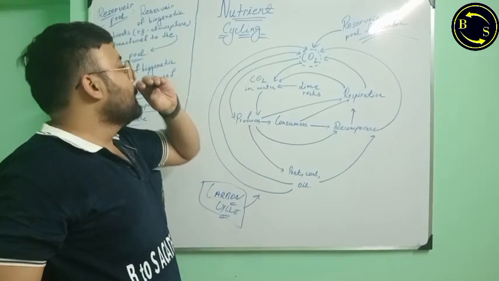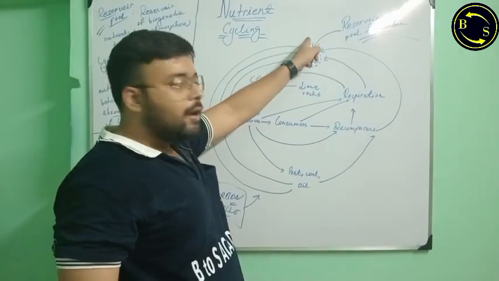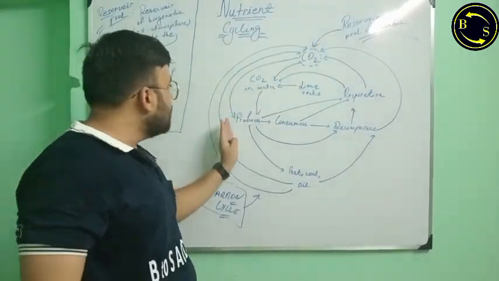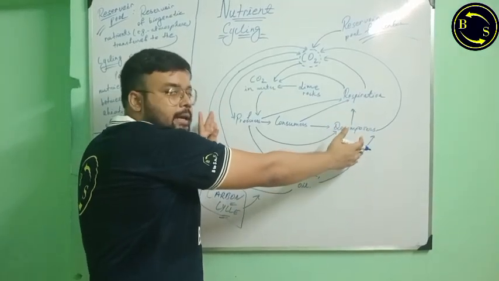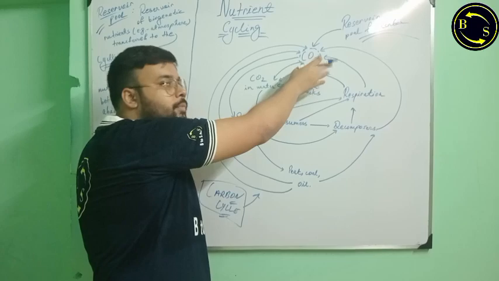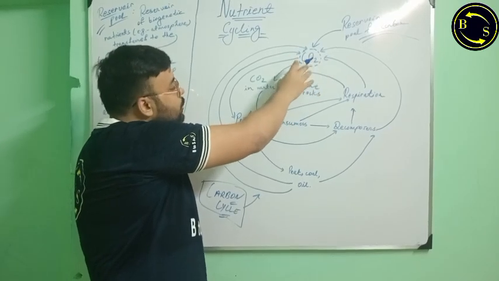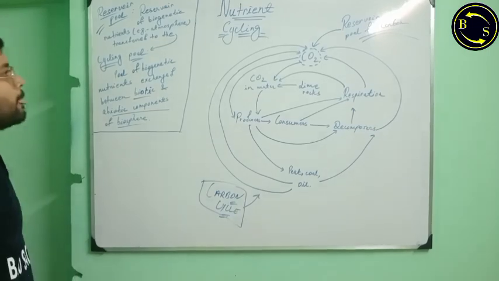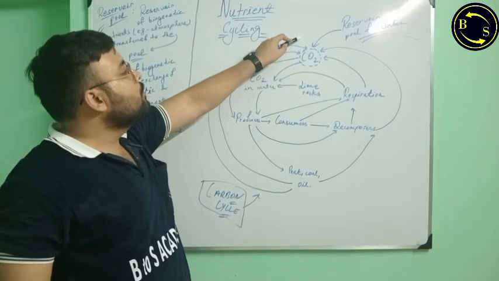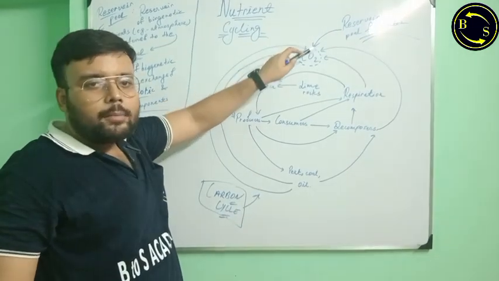How? From the reservoir pool it is coming to the, and this portion of the cycle is the cycling pool, and how from the reservoir pool a particular nutrient is coming to the cycling pool, this is illustrated in the carbon cycle. So atmospheric CO2, the reservoir pool for carbon.